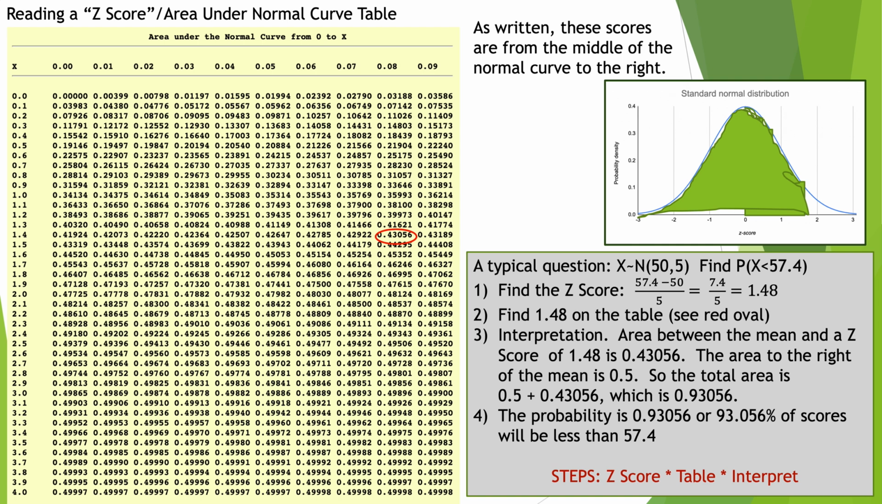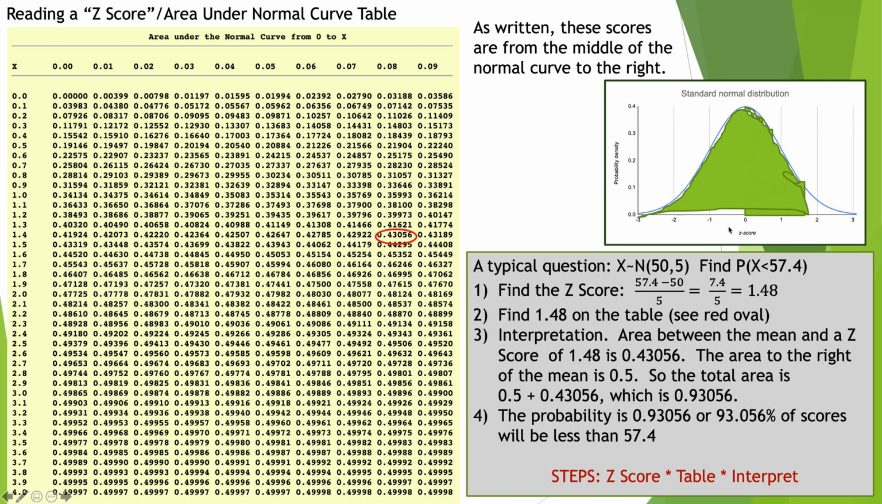So reviewing again, you always find the z-score first. So we wanted 57.4. I find the z-score of 57.4, plugging it into the formula. That gave me a z-score of 1.48. I then look up 1.48 on the table, 1.4 on the left, the 0.08 part across the top. Then I get the answer, 0.43056. But I can't forget the left-hand half of this, which was 0.5.